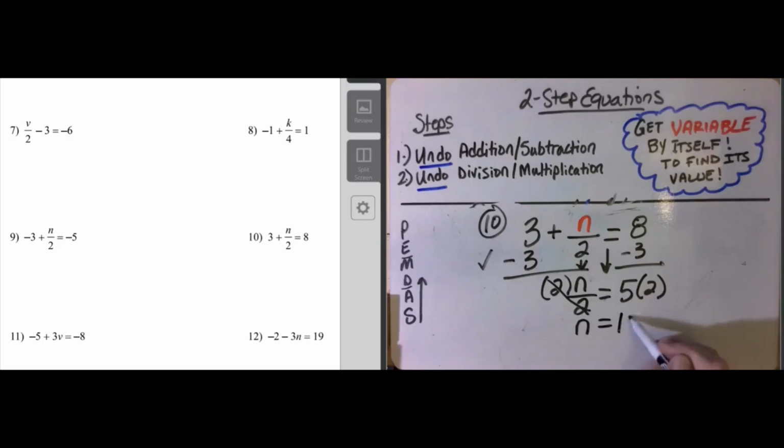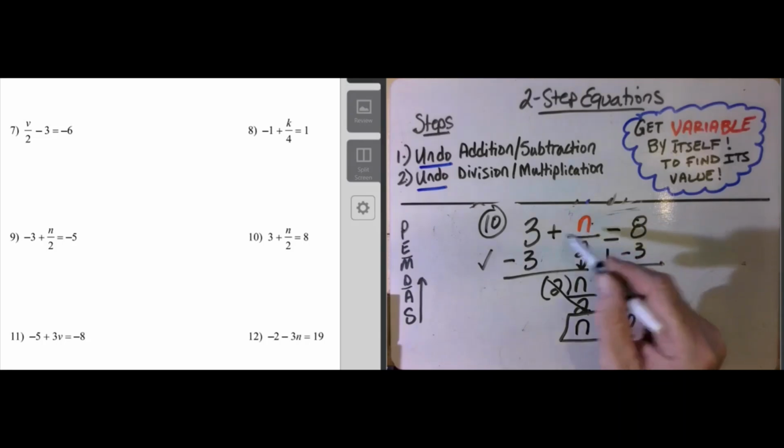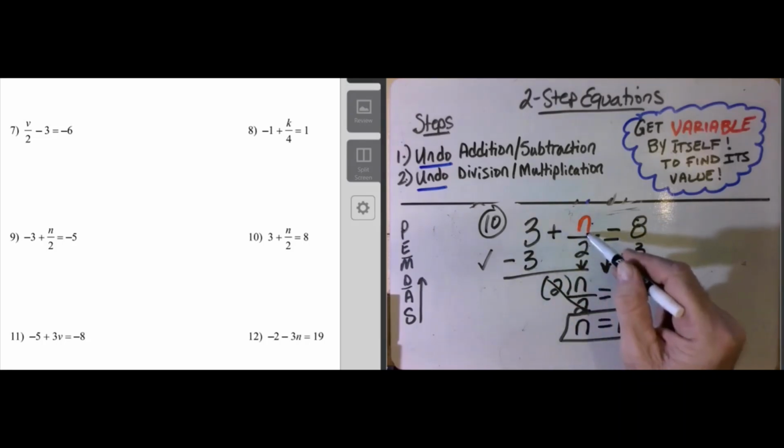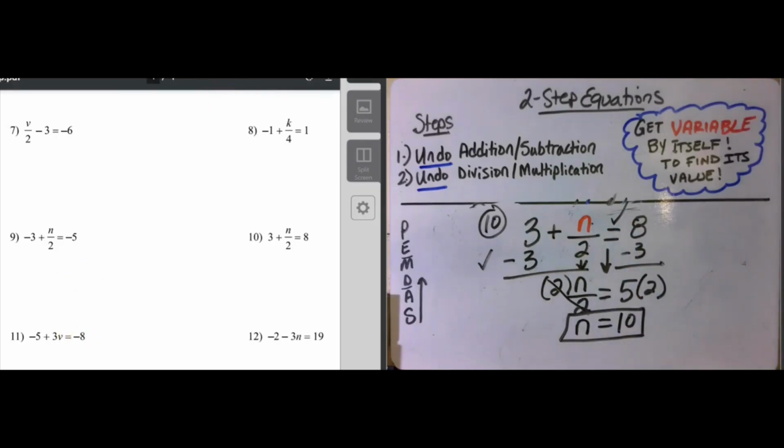5 times 2 is 10. N is equal to 10. Let's plug that in. 10 divided by 2 is 5. 3 plus 5 is 8. 8 does equal 8, so we know we're correct. Number 10. Let's move on to number 11.